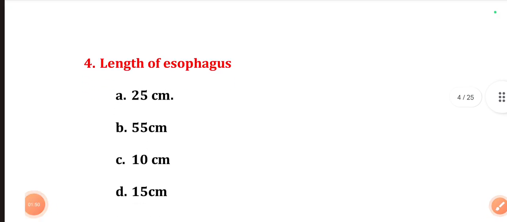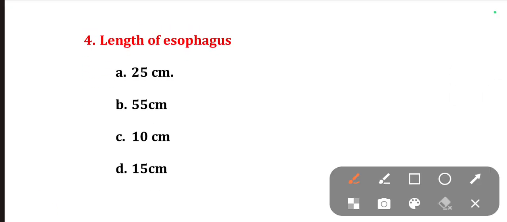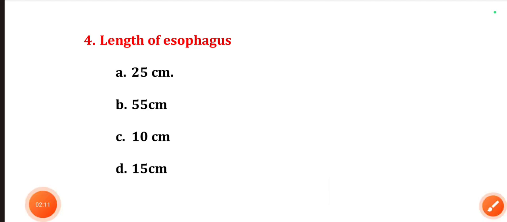The next one is the length of the esophagus. What is the length of the esophagus? The options are 25 centimeters, 55 centimeters, 10 centimeters, 15 centimeters. The right one is 25 centimeters. The normal length of the esophagus is 25 centimeters.